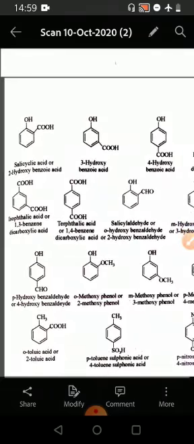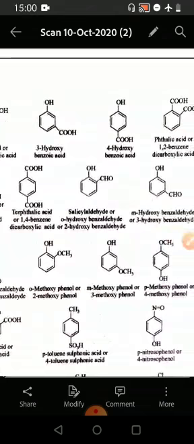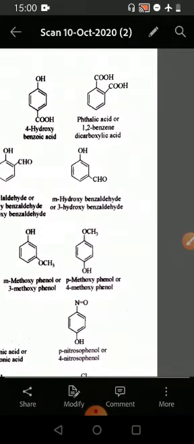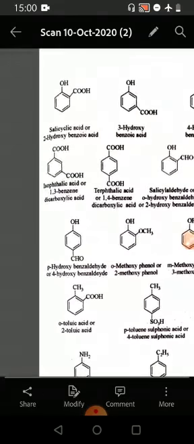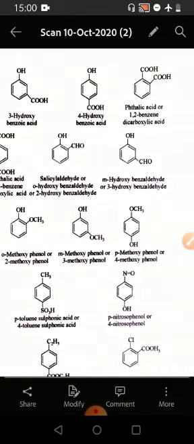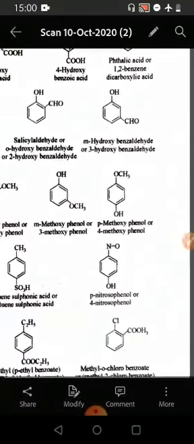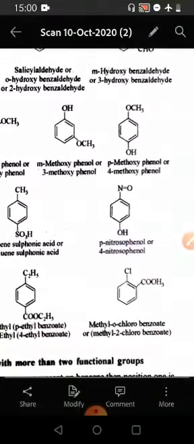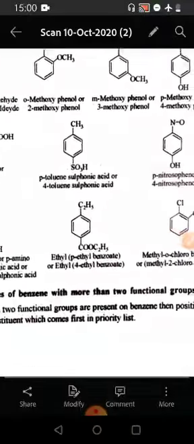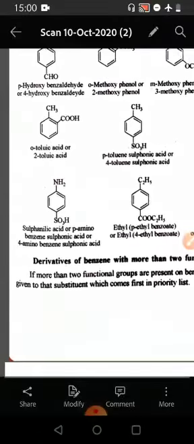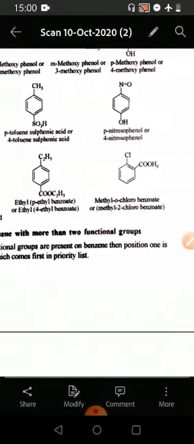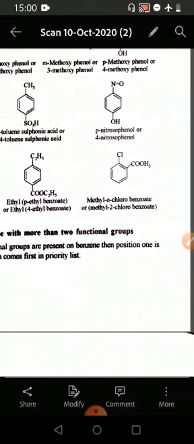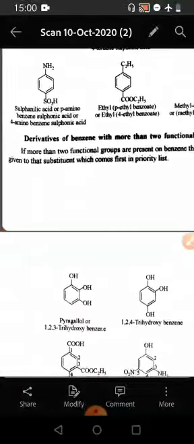Salicylic acid or 2-hydroxybenzoic acid, 3-hydroxybenzoic acid, 4-hydroxybenzoic acid, phthalic acid or 1,2 benzene dicarboxylic acid, isophthalic acid or 1,3 benzene dicarboxylic acid, terephthalic acid or 1,4 benzene dicarboxylic acid, salicylaldehyde or orthohydroxybenzaldehyde or 2-hydroxybenzaldehyde, meta-hydroxybenzaldehyde or 3-hydroxybenzaldehyde, para-hydroxybenzaldehyde or 4-hydroxybenzaldehyde, orthomethoxyphenol or 2-methoxyphenol, 3-methoxyphenol, 4-methoxyphenol, 3-toluic acid, 4-toluene sulfonic acid, 4-nitrosophenol, 4-aminobenzene sulfonic acid, ethyl 4-ethylbenzoate, methyl orthochlorobenzoate.